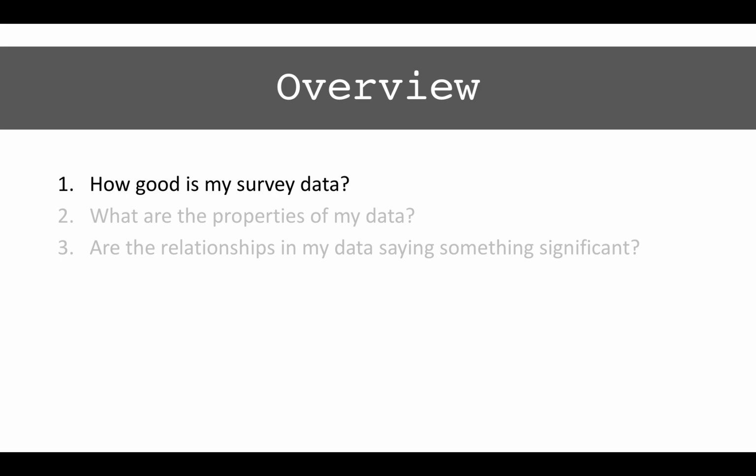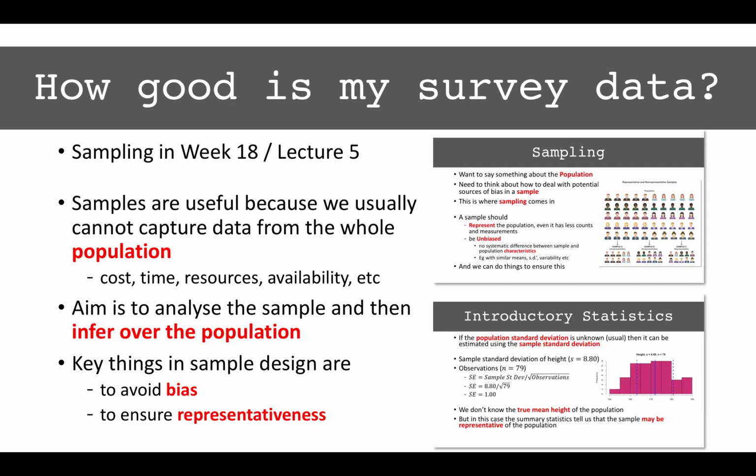So first, let's recap what we did in week 18, examining how good my survey is. The lecture in week 18 talks a lot about sampling, and it emphasised the point that samples are useful, and we undertake them because we can't get access to the whole population. We often want to say something about the population, but for very practical reasons, we haven't got access to them. This might be for cost, we might not have enough time, the population might not be available, we haven't got the resources for it, and so on.